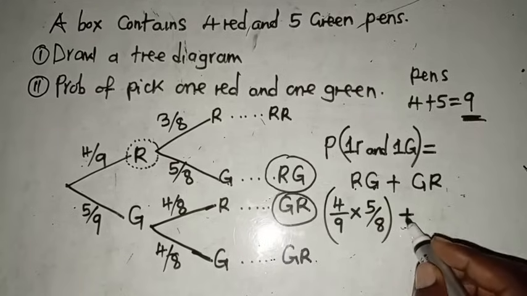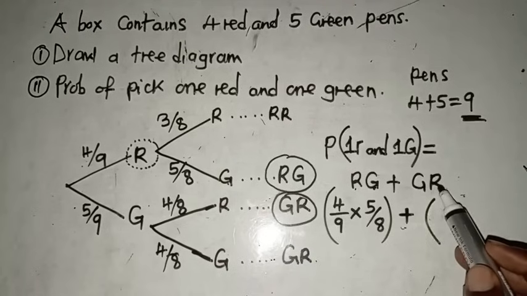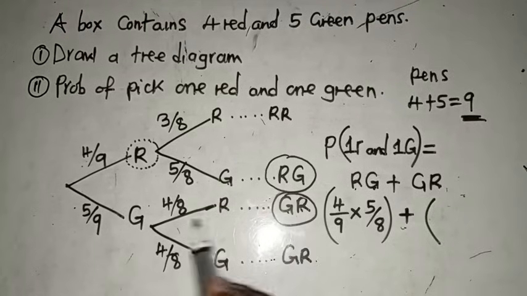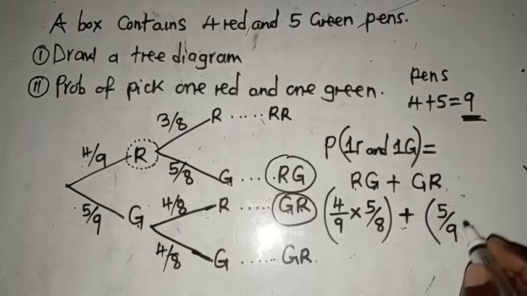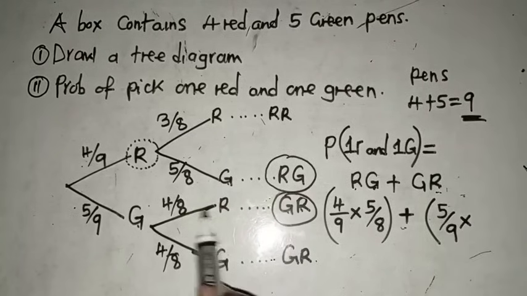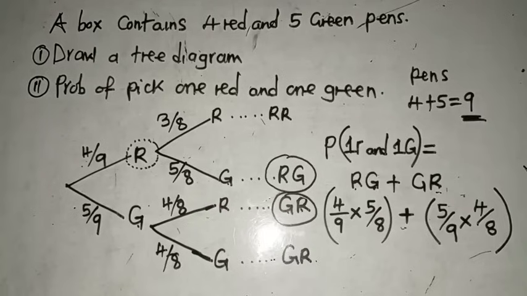Then I say plus. I go to this one, GR. Have you seen GR? This first G is this one, which is 5 over 9, multiplied by the second R, which is here 4 over 8. This is what I'm doing.